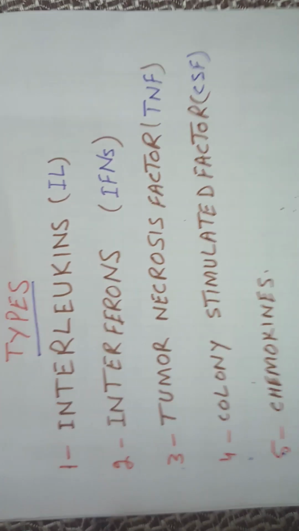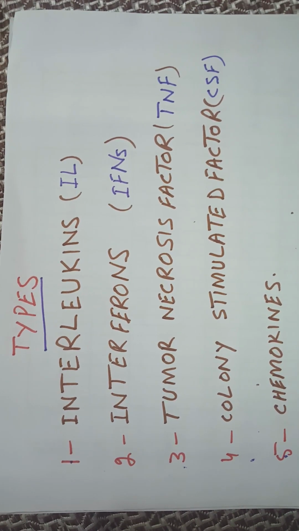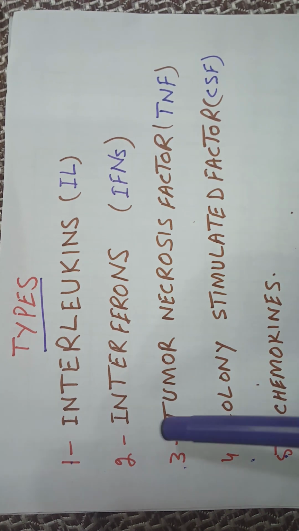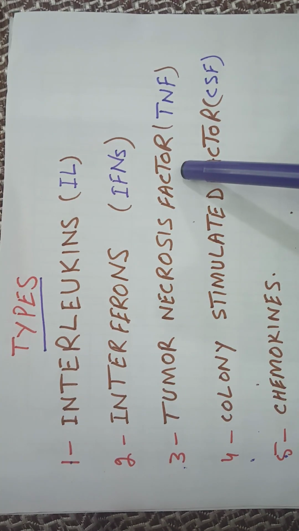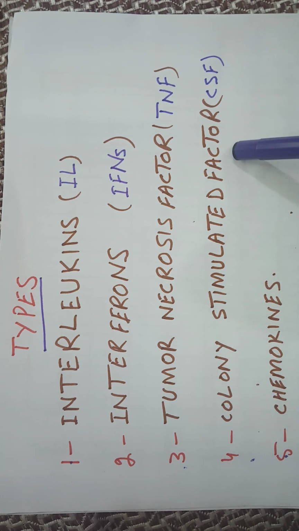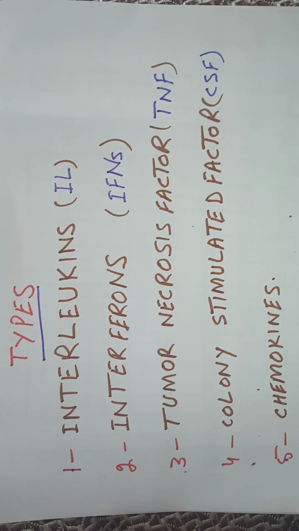There are five types of cytokines in our human body as well as in other vertebrates. Number one, interleukins. Number two, interferons. Number three, tumor necrosis factor. Number four, colony stimulating factor. And number five, chemokines. Now we discuss them one by one.